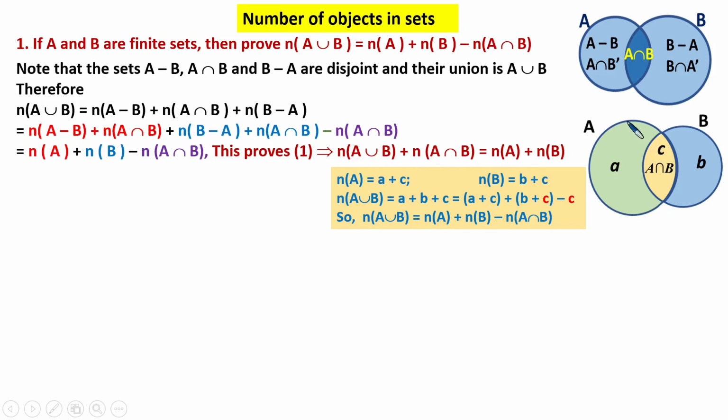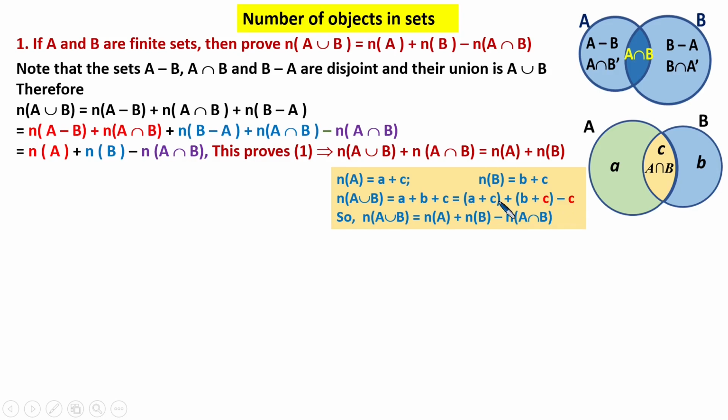So I can always write that number of elements in A is A plus C, and number of elements in set B is B plus C. So I can write like this. Number of elements in A union B is A plus B plus C. The whole thing you add. So this is nothing but A plus C plus B plus C. This I have added twice, so I will subtract it here.